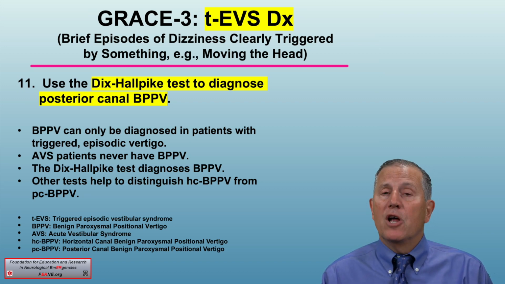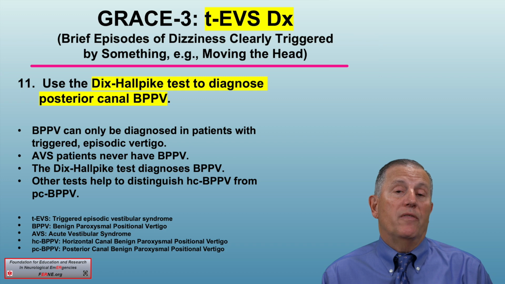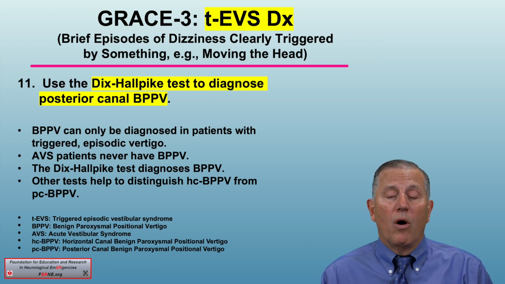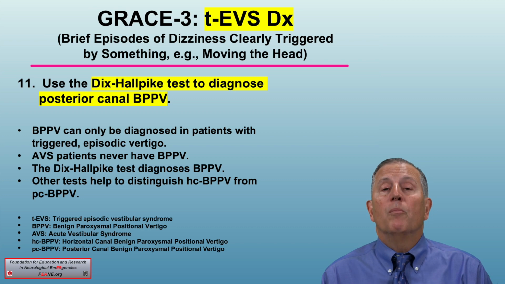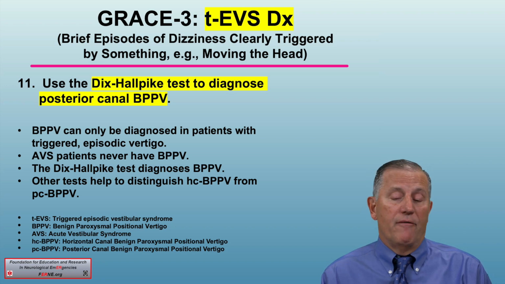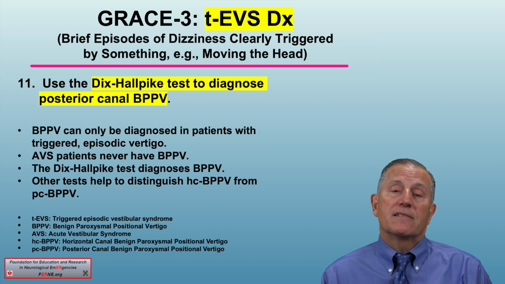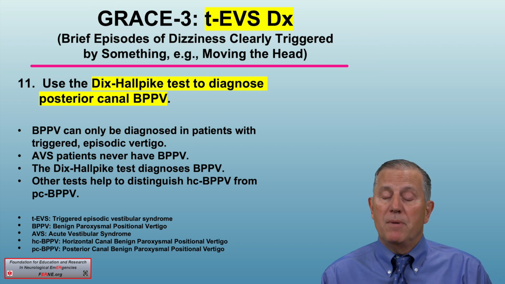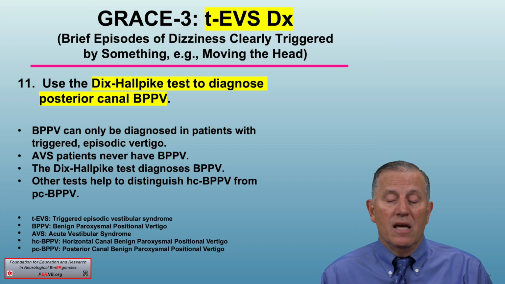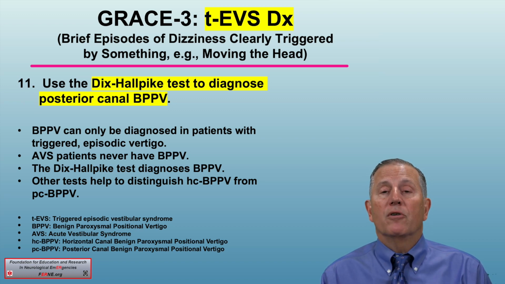Let's consider this more at length. BPPV can only be diagnosed in patients with triggered episodic vertigo. This is important because patients with either acute vestibular syndrome or spontaneous episodic vestibular syndrome cannot be diagnosed with BPPV. AVS patients never have BPPV. We know that the Dix-Hallpike test can diagnose BPPV, and we know that there are other tests that help to distinguish HC-BPPV from PC-BPPV, knowing that the horizontal canal requires different testing than the Dix-Hallpike test.